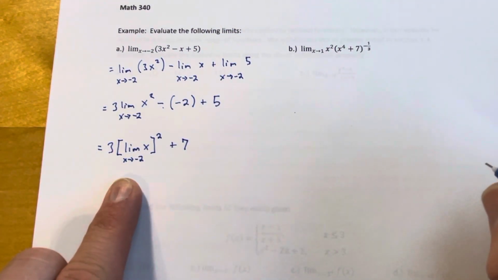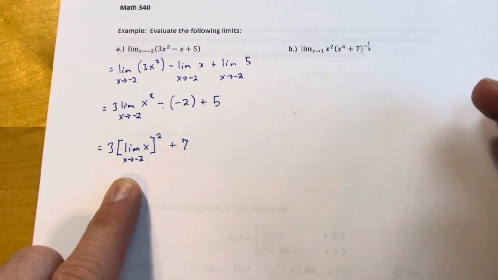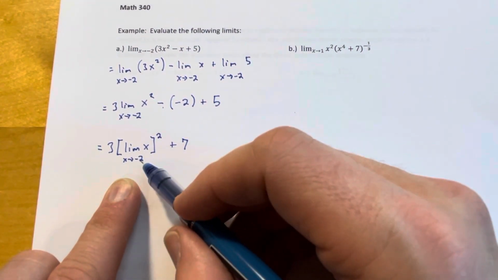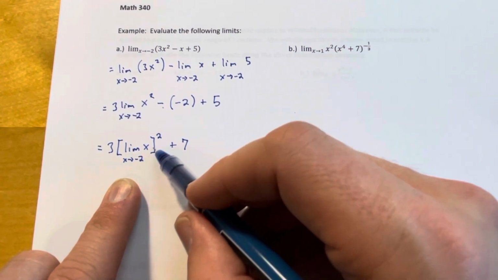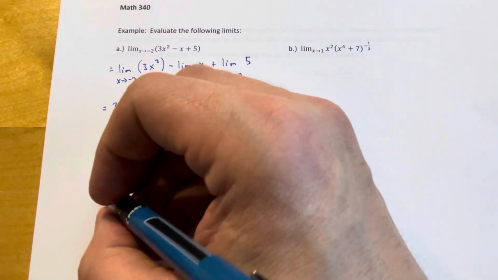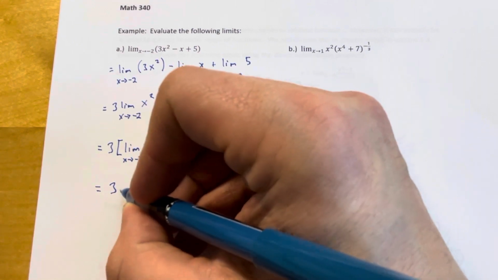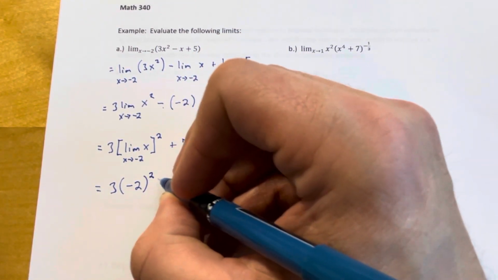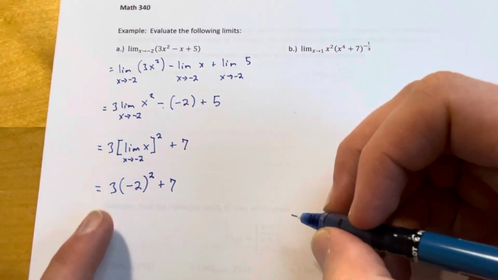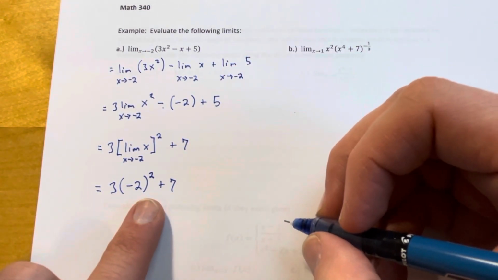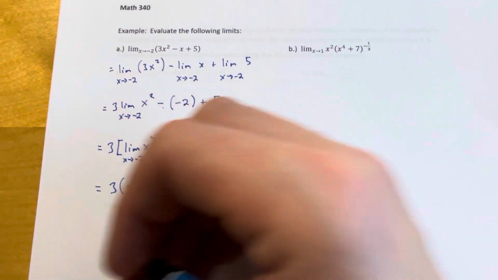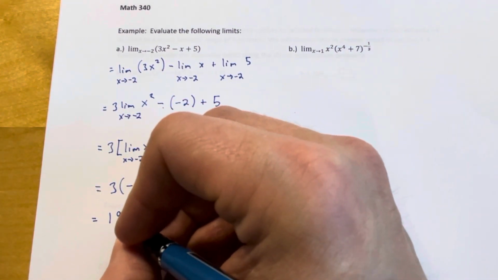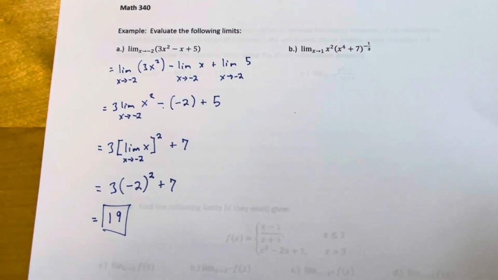Okay, now the limit that's in here, I know how to evaluate from property 2 in our list of properties. The number that x is approaching is what that limit's equal to. It's equal to -2. So this becomes 3 times that limit is -2. Don't forget that we're squaring that. Plus 7, that's 3 times 4, which is 12, plus 7 is 19. Okay, so that's what that would be equal to.